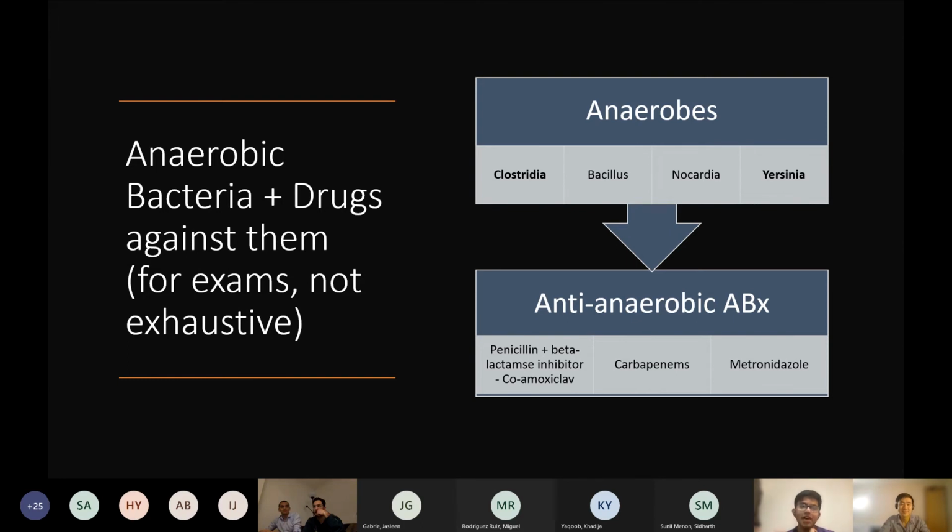As a general rule, lots of gut bacteria are anaerobic, but for exams, there's a specific group of anaerobes that is worth knowing about. Anyone? Yeah, so Clostridia are anaerobic. So that's the group I want you to know about. So anaerobes: Clostridia, Bacillus, Nocardia, Yersinia. Remember Clostridia, and we'll come back to Clostridia in just a minute.